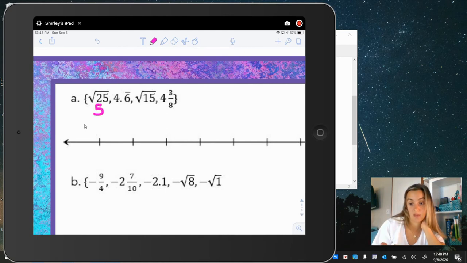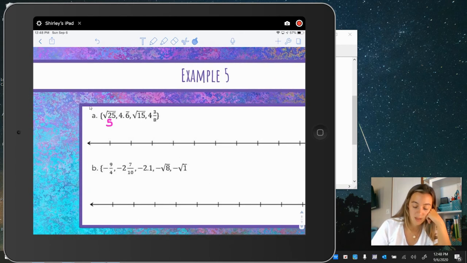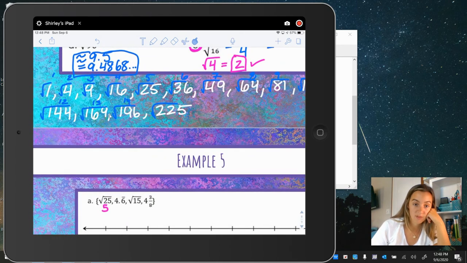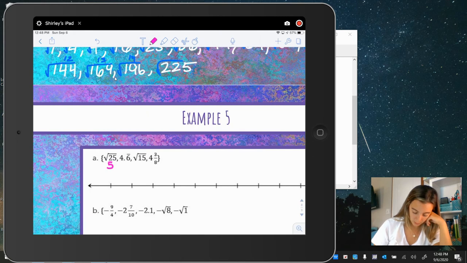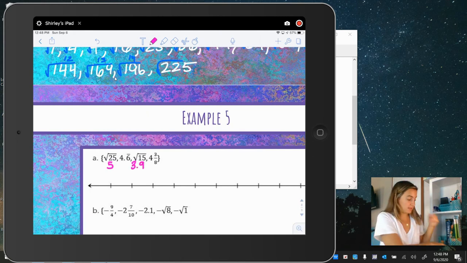4.6 repeating. I like the form that that's in. I'm not going to change it. I have the square root of 15. If I go back up to my list, 15 is not on my list, but 15 is between 9 and 16. So my answer is going to be between 3 and 4. 15 is really close to 16, so I'm going to estimate my answer to be about 3.9. Again, let's check it. Square root of 15, 3.87. So pretty close. And now I have 4 3/8.